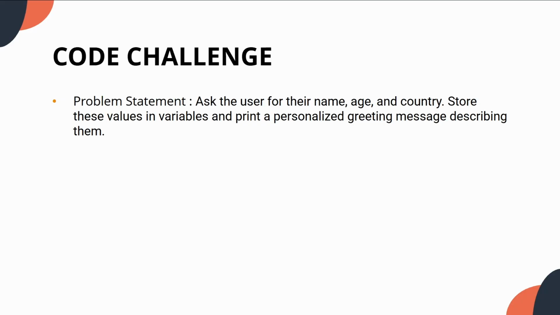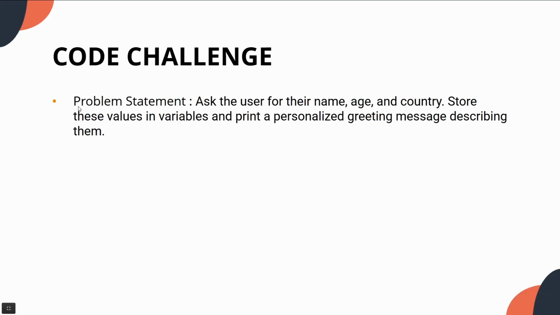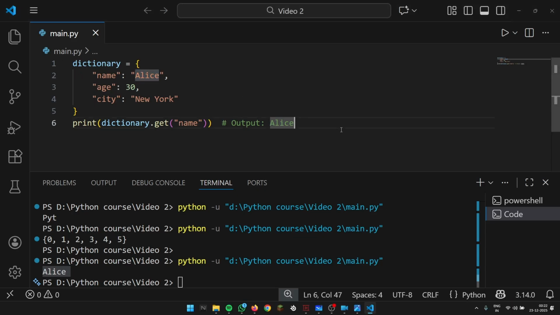So for the code challenge part, what we have to do is ask the user for the name, age, and country. You have to store these values inside variables with their specific data types and print out a personalized greeting message describing them. Pretty easy. But before we do that, I'll show you some stuff.